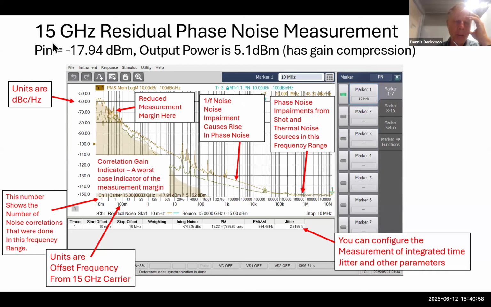And so here's an example measurement. At 15 gigahertz, I'm going to put in minus 17.94 dBm. And that shows right here, we have minus 17.94 dBm. It measures it with an internal power meter. We have an output power of 5.1 dBm. This amplifier is capable of around 23 dBm, so we're far away from saturation.